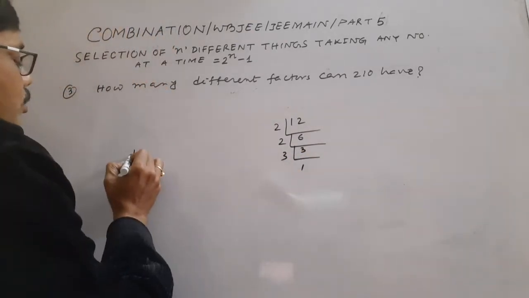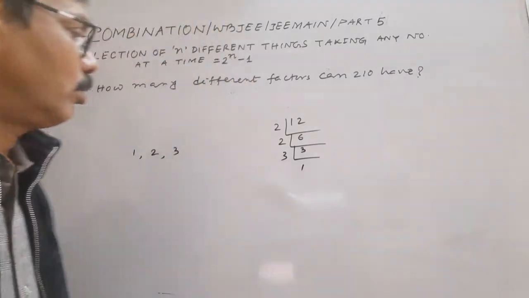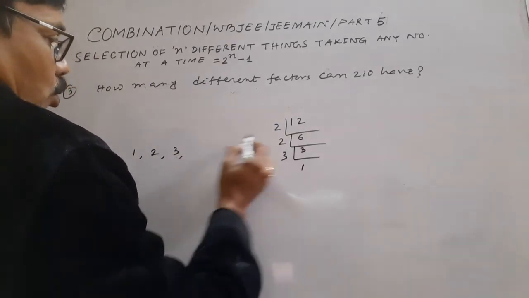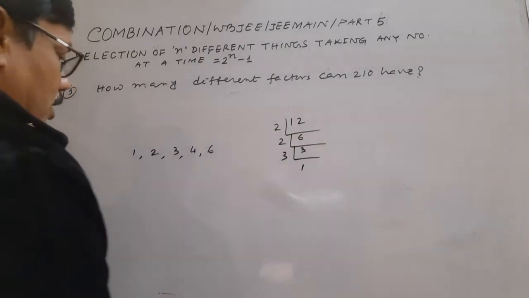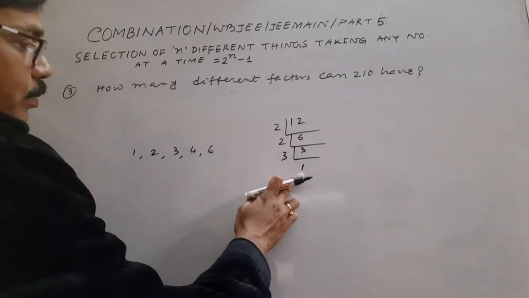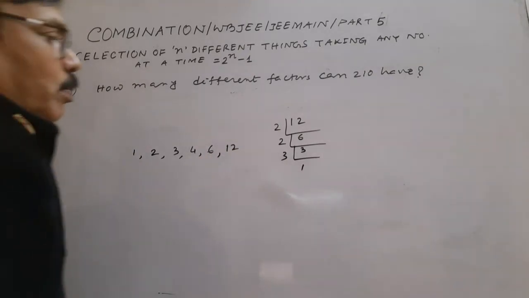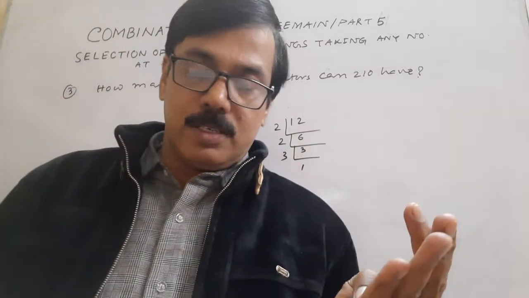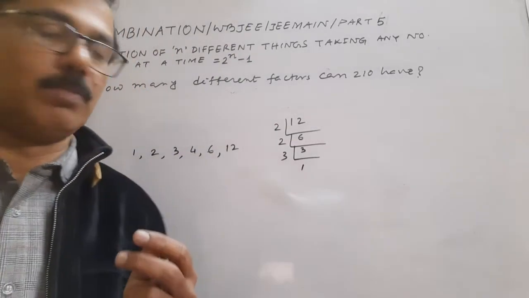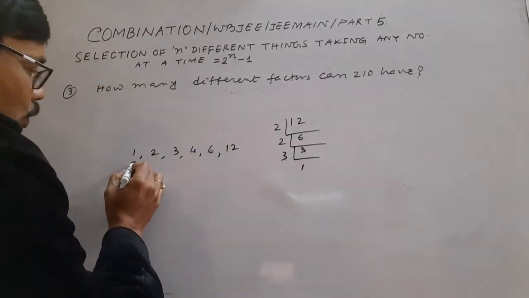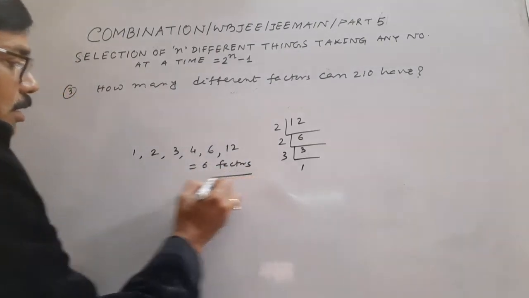so what are the factors? 1, 2, 3. Now taking 2 at a time, 2 into 2, 4. 2 into 3, 6. 3 into 1, 3. And taking 3 at a time, this is 12. So you know the factors of 12 are 1, 2, 3, 4, 6, 12. So how many factors? 6 factors.